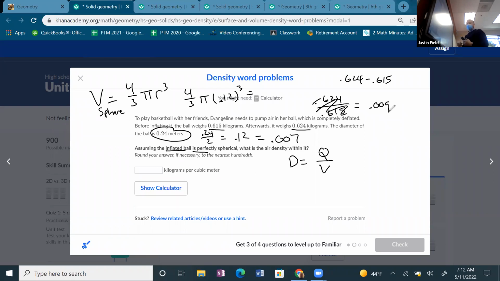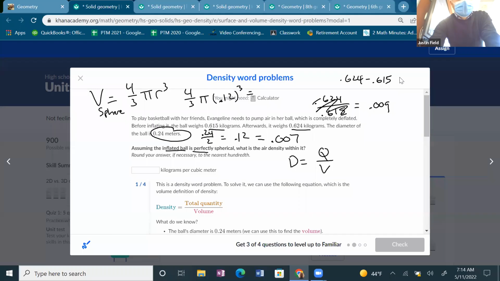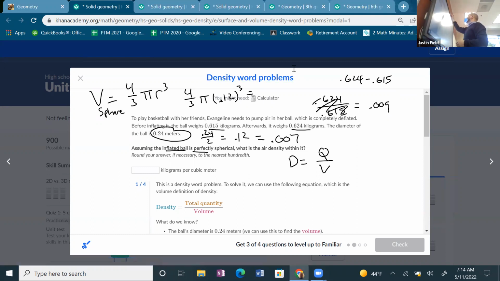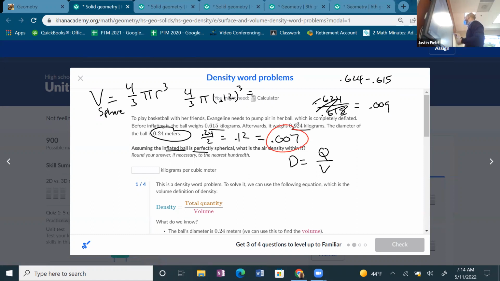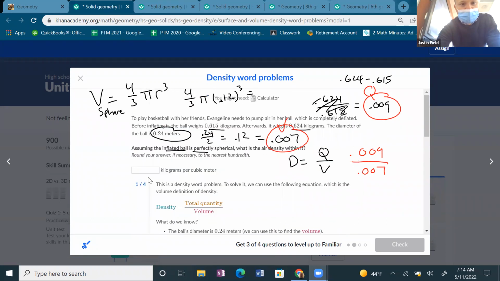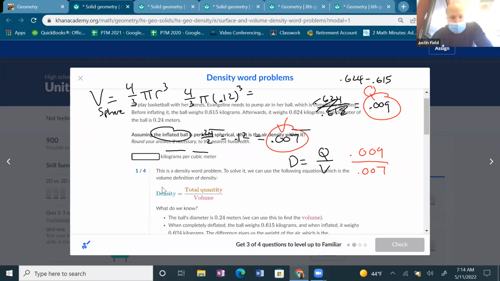Oh, right, hold on. All right. Woo! I did everything right, but I second guessed myself because I thought that I had gotten 0.009 for the volume, but I got 0.007. And we just got our quantity is 0.009. So we're going to now divide our two answers, 0.009 by 0.007, and we get, well, I already know the answer now, 1.24.